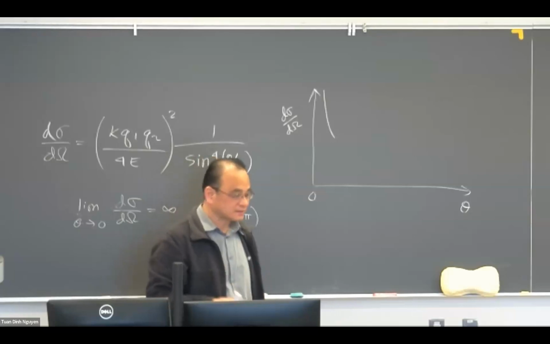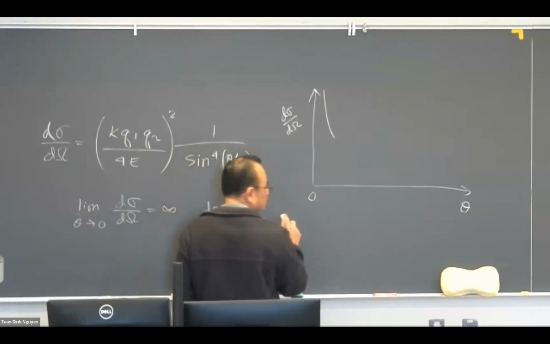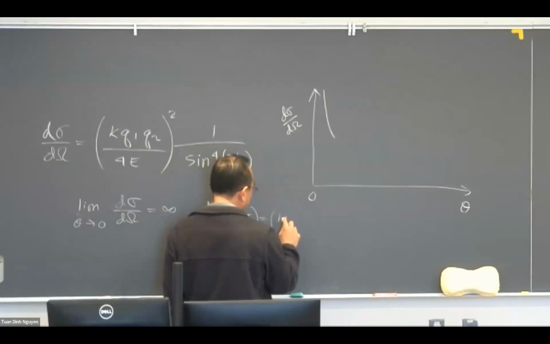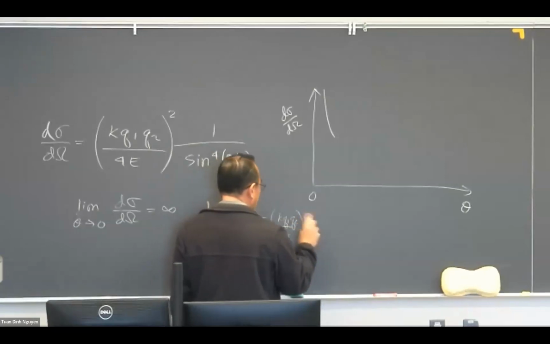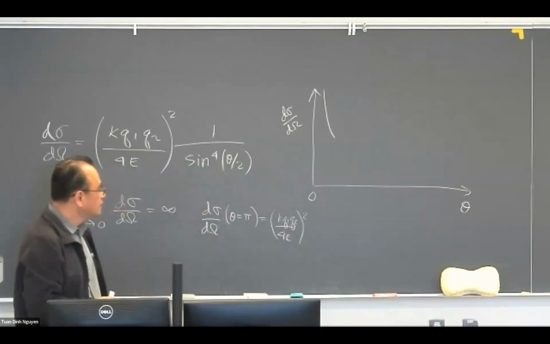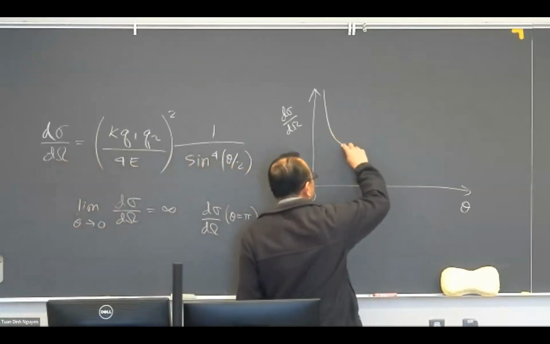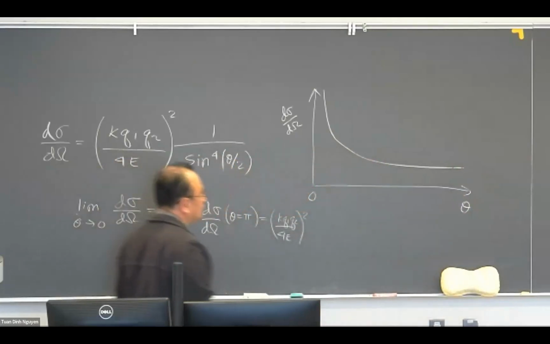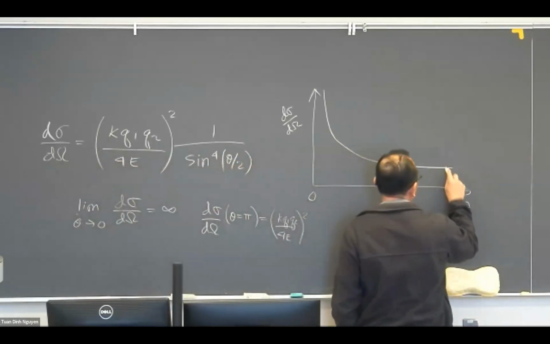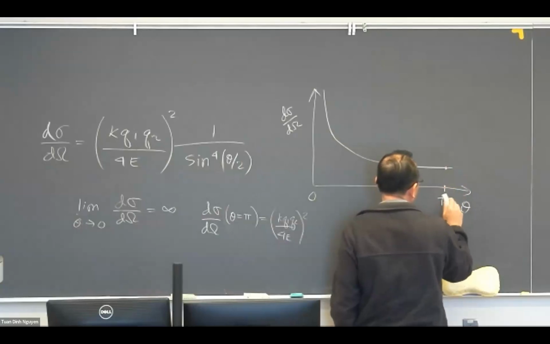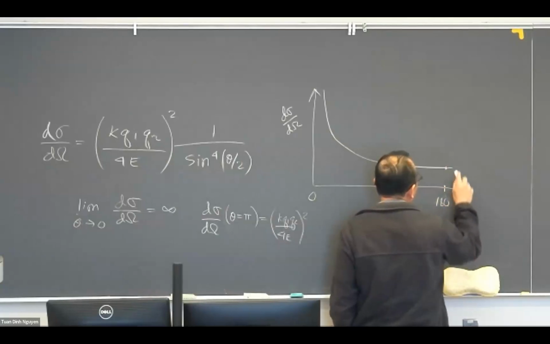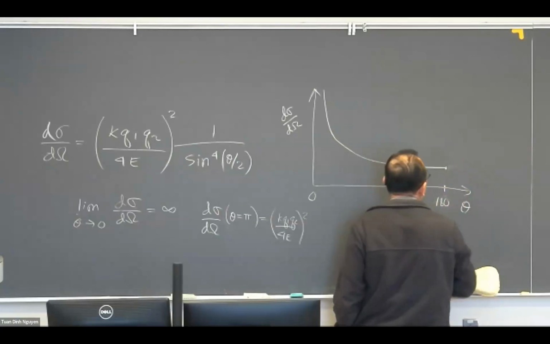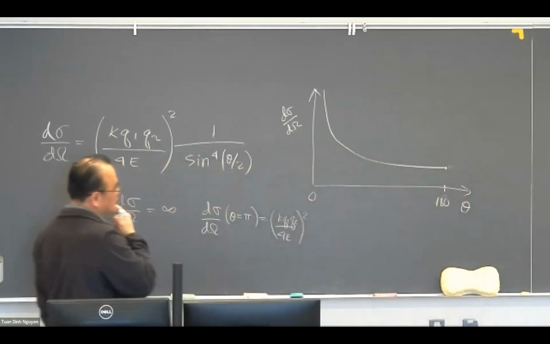Yeah, that sine disappears, right? So it's just going to be some constant. So it's going to go somewhere like this, and then the value at 180 degrees. So it's going to look something like that.